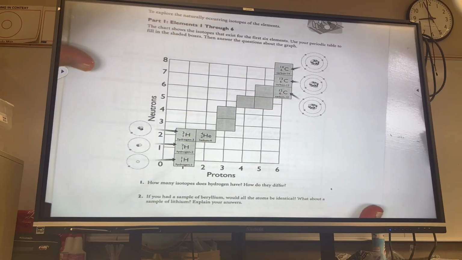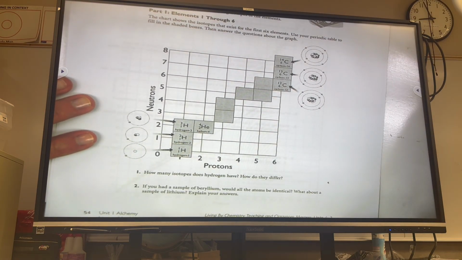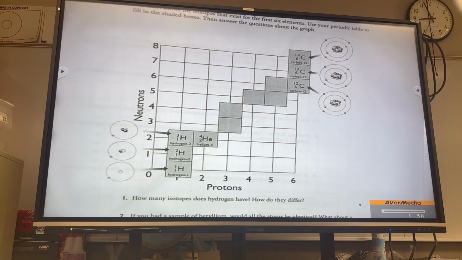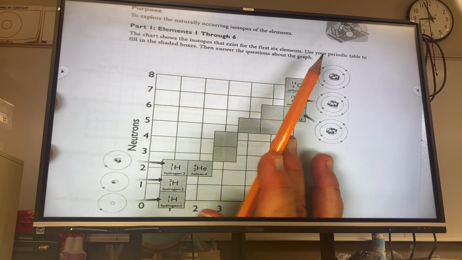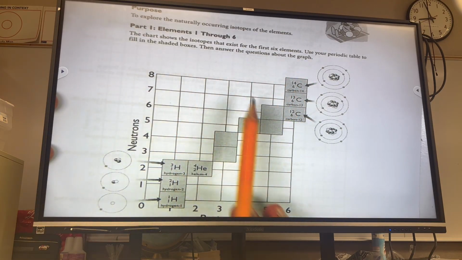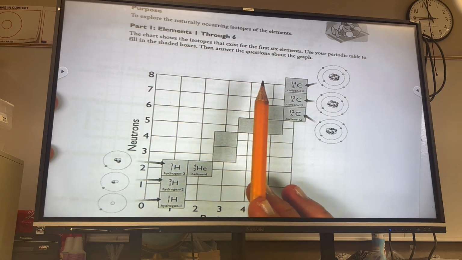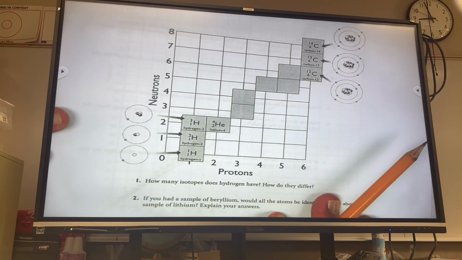All right. So we are going to look at this graphic here. And the first thing we're going to do is zoom in on it a little bit. It says for us to use your periodic table to fill in the shaded boxes, these shaded boxes here, and then answer the questions. So we need to look and see what this graph is about.